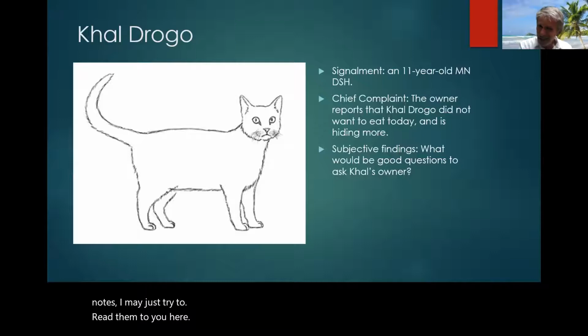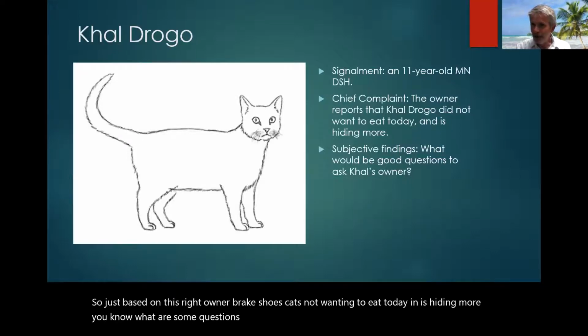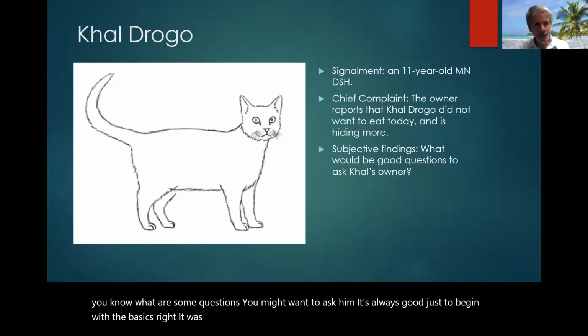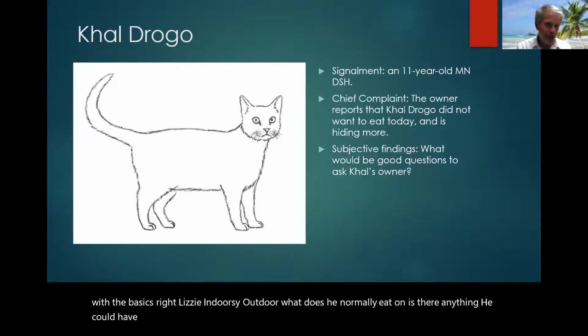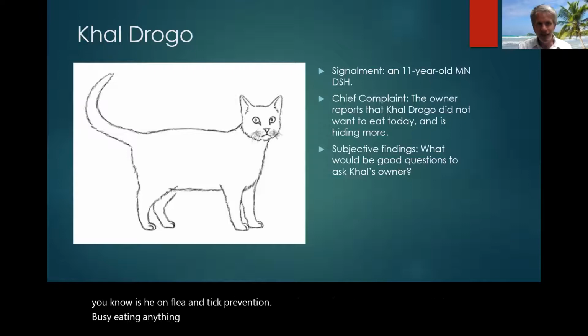So just based on this, right? Owner brings you his cat. Cat's not wanting to eat today and is hiding more. What are some questions you might want to ask? It's always good to begin with the basics, right? Is he indoor? Is he outdoor? What does he normally eat? Is there anything he could have gotten into? It's always good to ask the owner what he or she thinks. Is he on flea and tick prevention? Has he eaten anything unusual? Things like that. Has he traveled anywhere? All those usual questions.